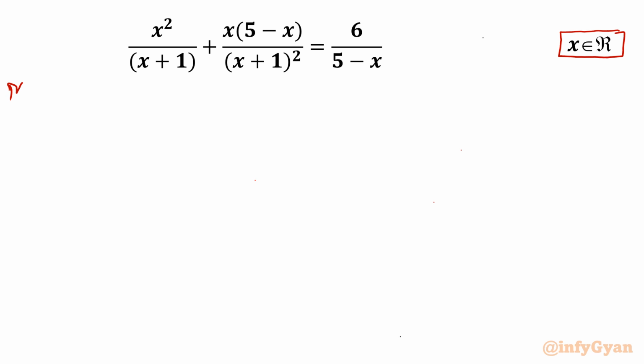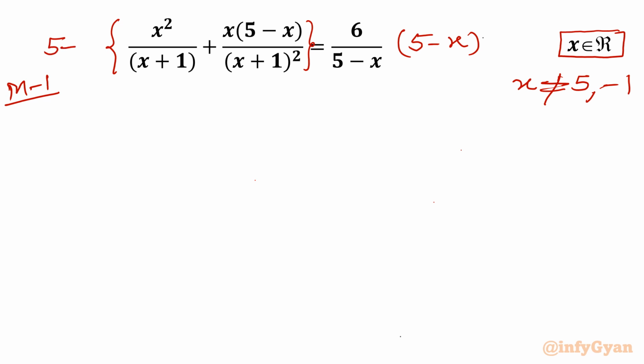So let me write here method number 1, and I will begin with the domain of the equation. X cannot be 5 and negative 1 as they are in the denominator. So I can multiply both sides with 5 minus x. Let's multiply both sides with 5 minus x. Here we can cancel these two terms.